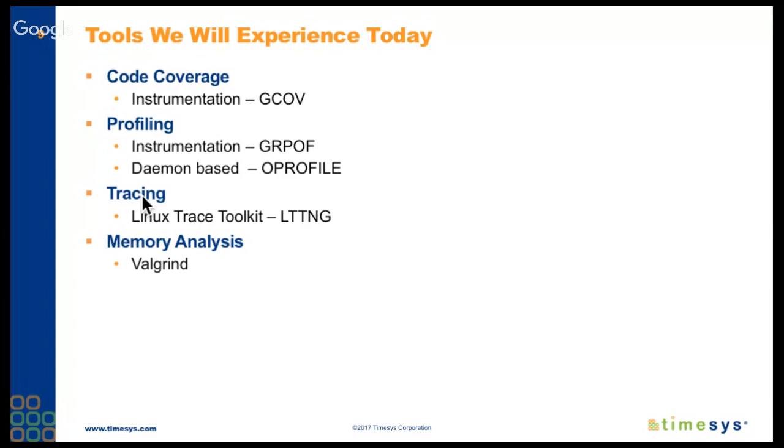For tracing, if we want to take a look at the timings and how the different processes execute in time on a given CPU, there is another toolkit called Linux Trace Toolkit New Generation, so LTTng. And we're going to take a closer look at how this works in a development environment today as well. And then for memory analysis, we're going to leverage a package called Valgrind. So all of these utilities are open source projects.